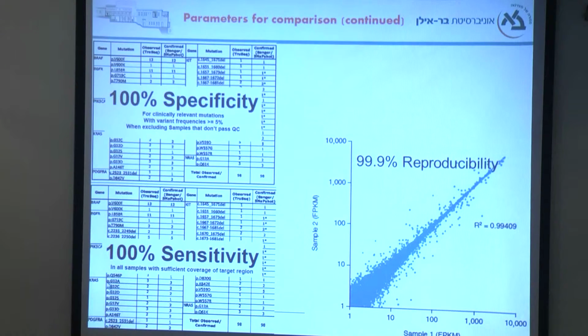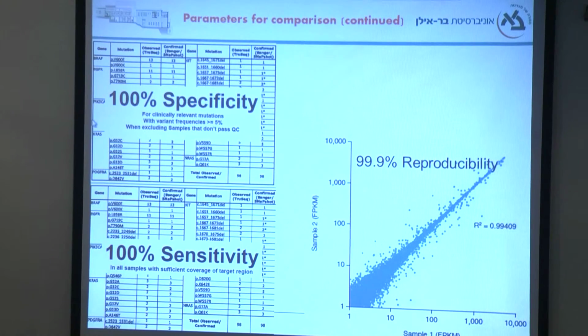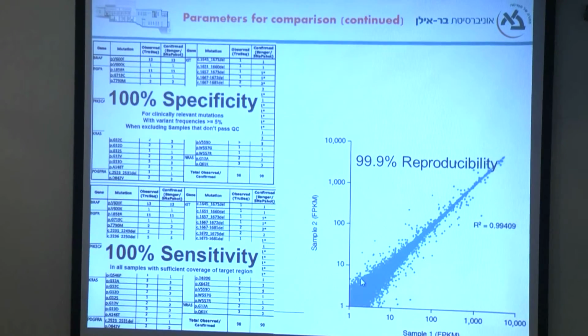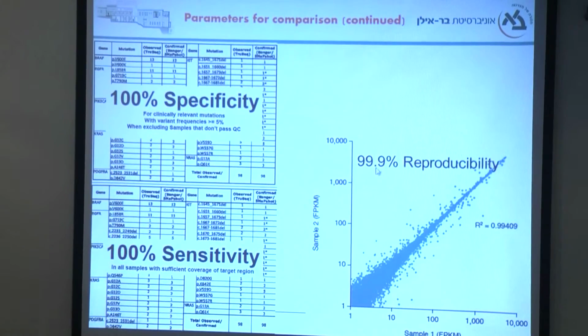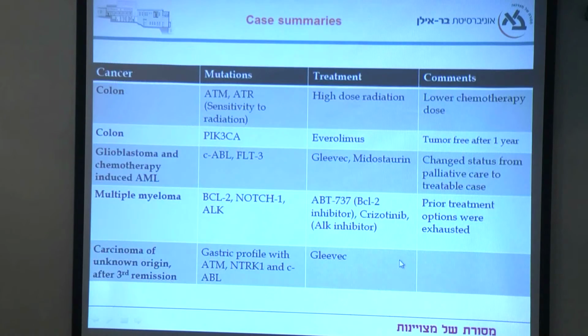And you want to know that if you find a mutation, there are no false negatives, you're not missing things that are there, and that if you find something, it's truly there. And lastly, you want to know that you can reproduce the same result time and time again.